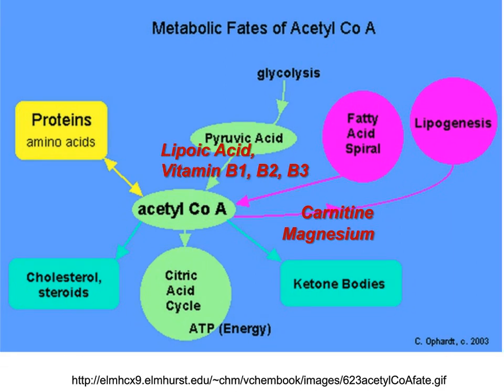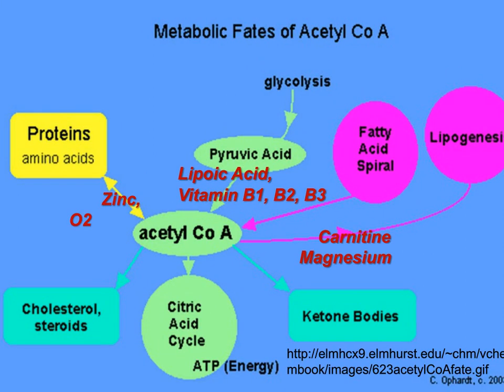What you'll see is that in order to obtain acetyl coenzyme A from carbohydrates in the glycolysis pathway, you must have lipoic acid, vitamins B1, B2, and B3 in order for them to be metabolized appropriately and to receive energy sources from them. Similarly, in the third aspect of where we get energy from proteins, you have to have zinc and oxygen.